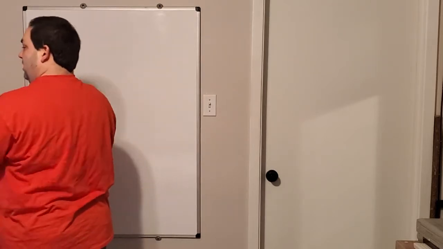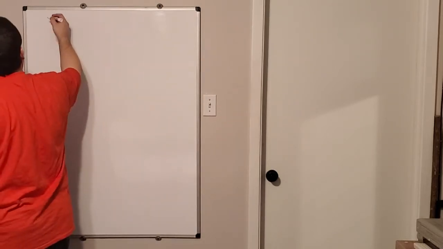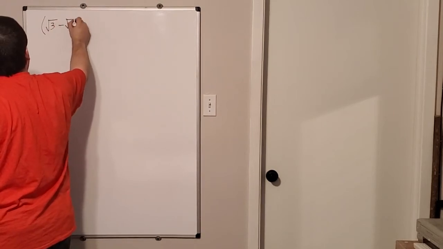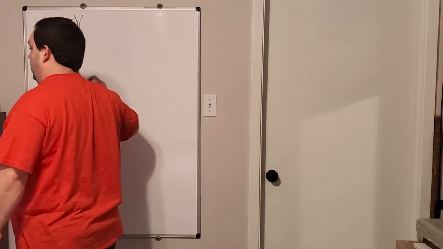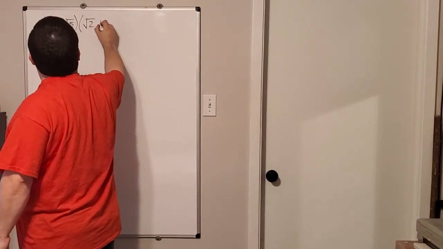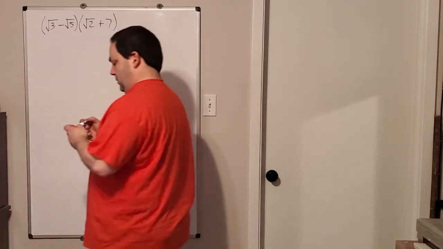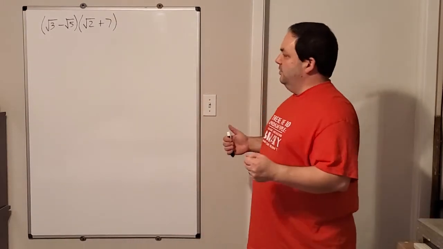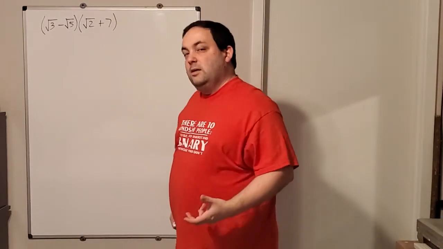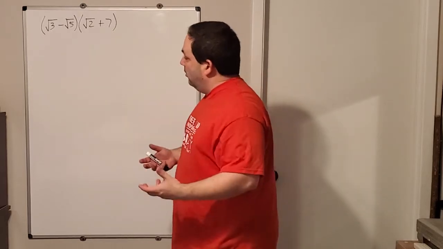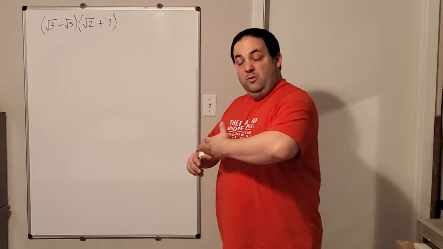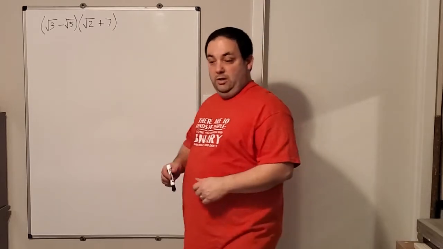Okay, so next I've got square root of 3 minus the square root of 5 times the square root of 2 plus 7. You'll notice now I've got two binomials, right? So then I'm going to need to employ what some people would call FOIL. I don't always call it that. I just call it multiplying everything to everything, or making sure that everything gets distributed, right?